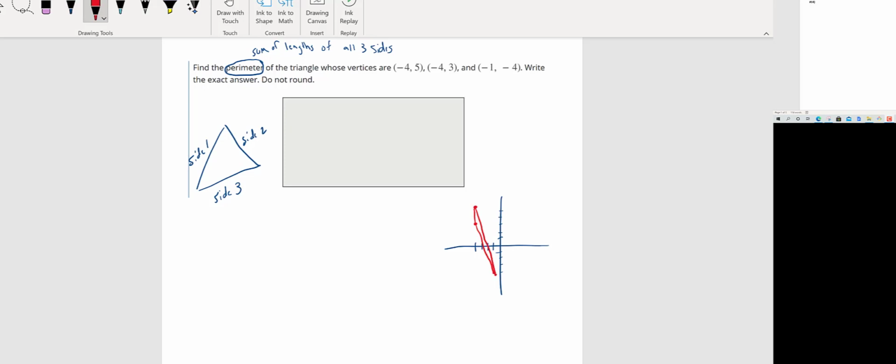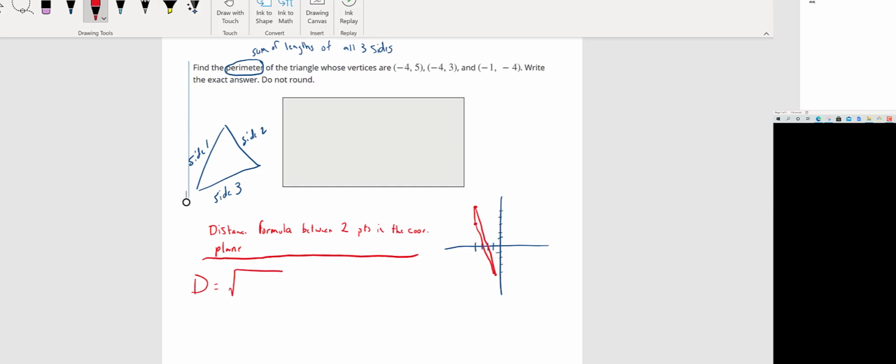So the quickest way to find the lengths of all three sides is using the distance formula. We can use a distance formula to find the distance between any 2 points in the coordinate plane. And the distance formula is related to the Pythagorean theorem, which you probably know. If you're given two sides of a right triangle, you could use the Pythagorean theorem to find the third side. So here's what the distance formula looks like.